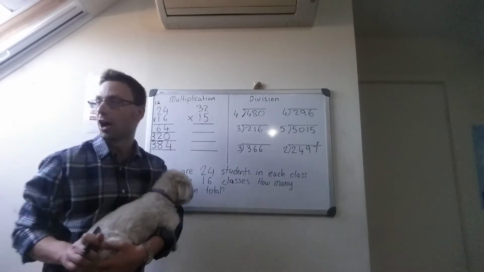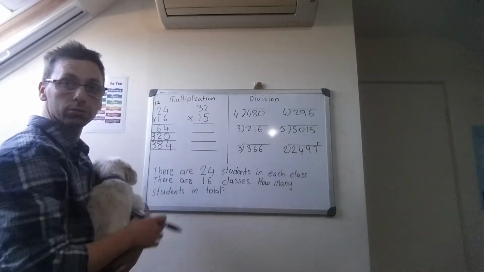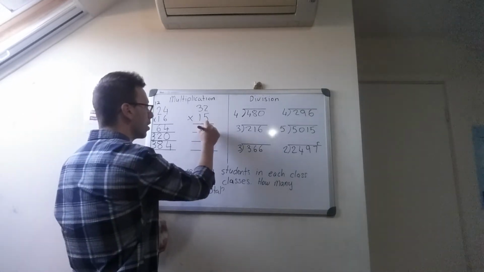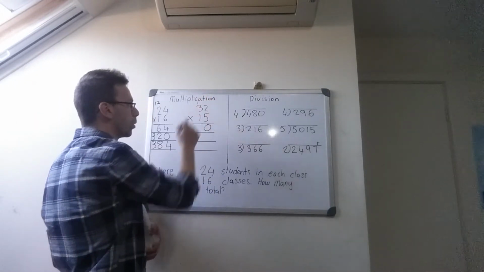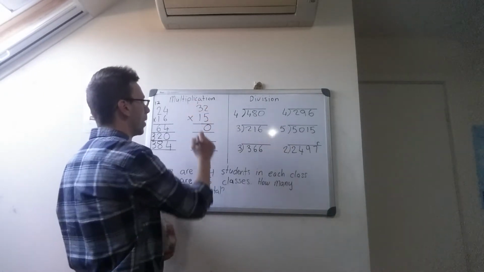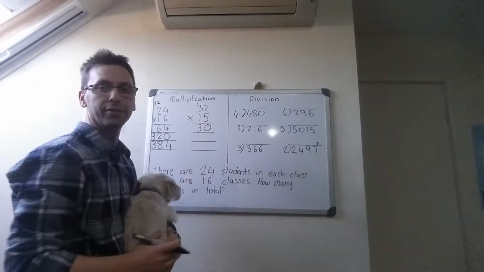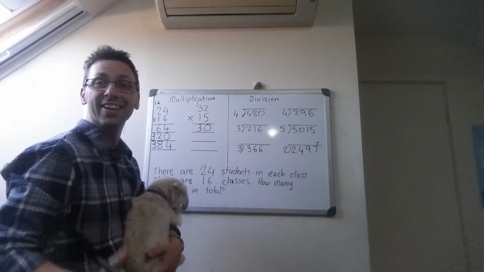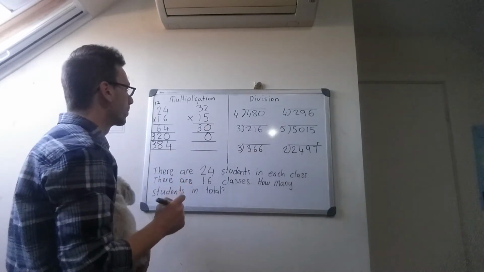Isn't that right, Ellie? Yes. All right, next one. 32 times 15. 2 times 5 equals 10. Put the 0, carry the 1. 2 times 1 equals 2. Carry the 1, 3. What do we have to do? Carry the 0. Okay.